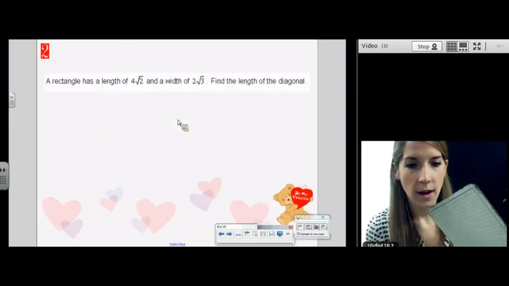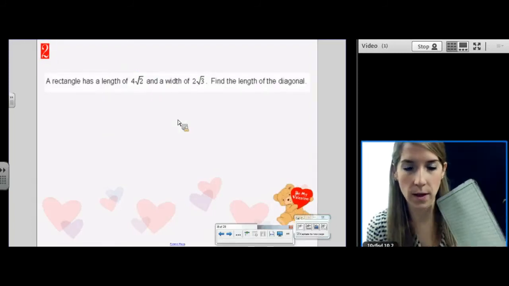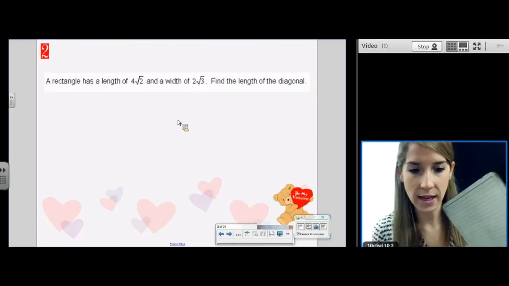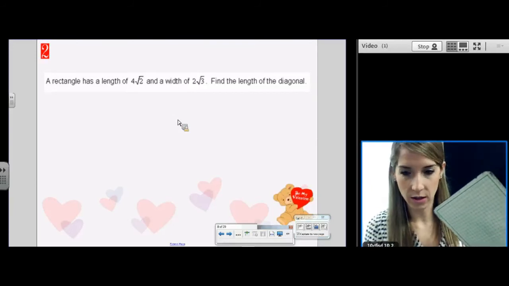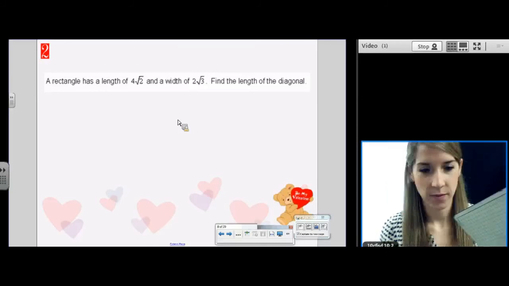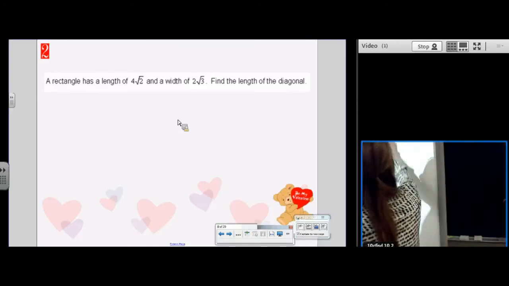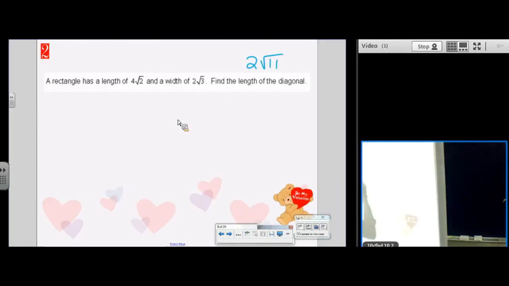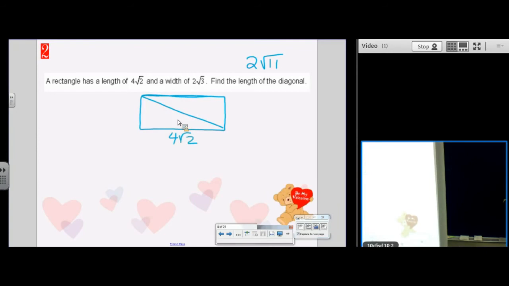Okay. A rectangle has length of 4 root 2 and a width of 2 root 3. Find the length of the diagonal. We will always want to keep our answers as a simplified radical unless it's a whole number. So the answer to this one was 2 square root 11. You may or may not have drawn a picture. If you did draw a picture, you have a rectangle. You know that the length is 4 root 2 and the width is 2 root 3, and you need to find the diagonal.